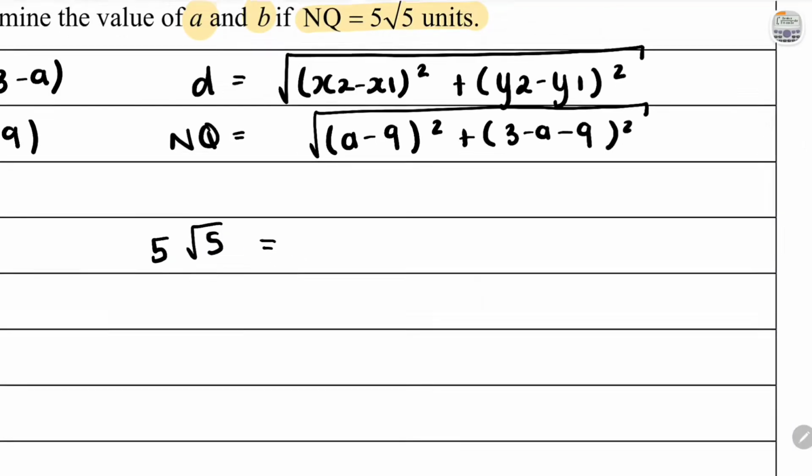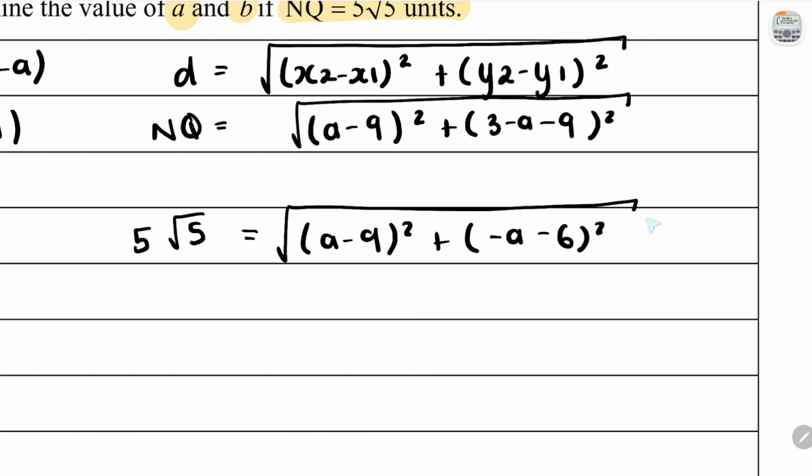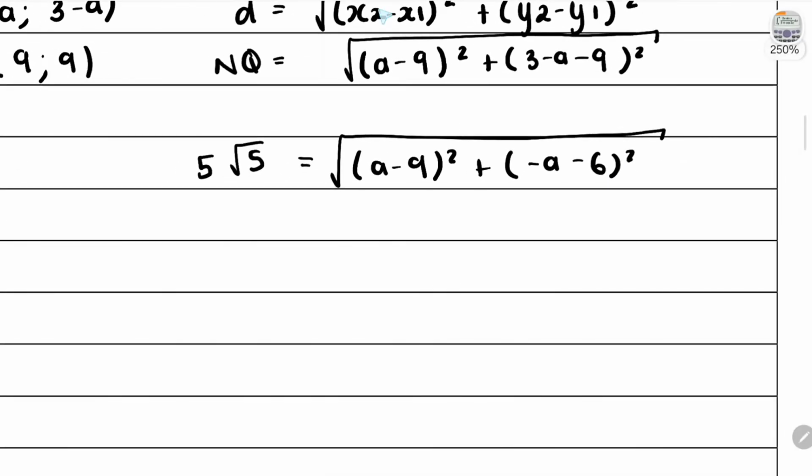Okay, is equal to, let's just simplify this further. So we have the square root of (a - 9) all squared plus, and this is 3 minus 9, which is negative 6. So we just say (a - 6) all squared. Okay, so at this point, you see that the square root is in the way and it's stopping us from solving for the a that we're trying to solve for.